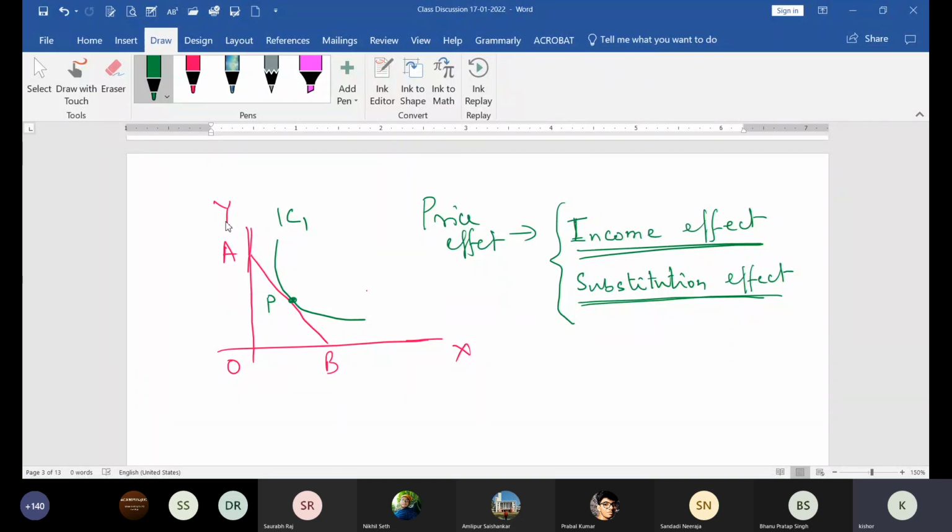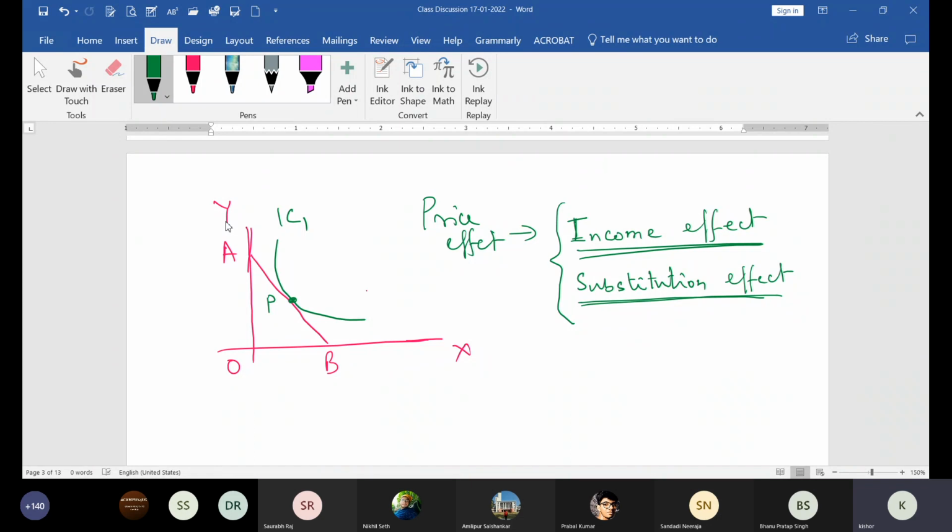So different economists already proved that price effect, which means the effect you are realizing because of a change in price, comes into the picture from the price change. So price effect is a combination of income effect and substitution effect. Different economists already proved it.